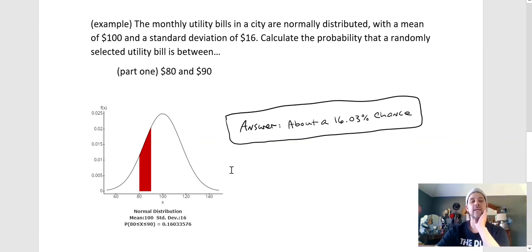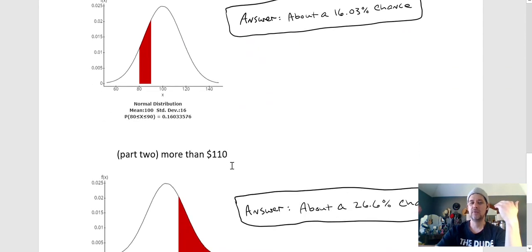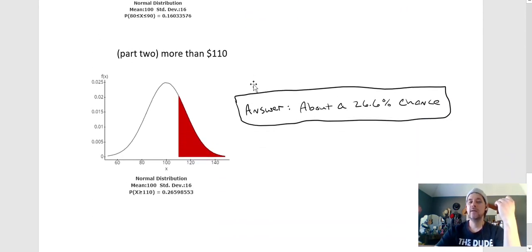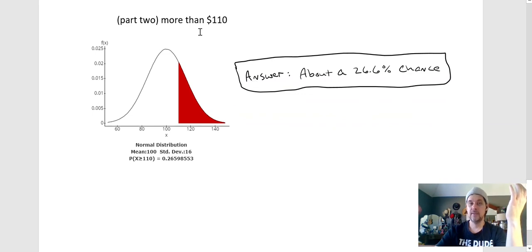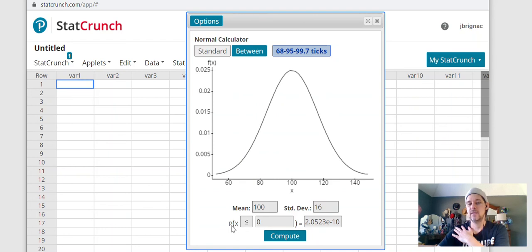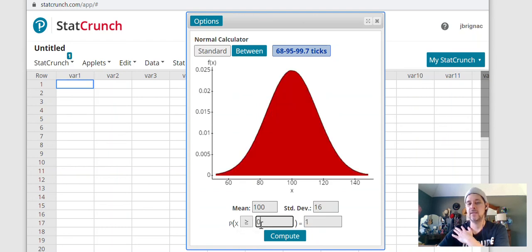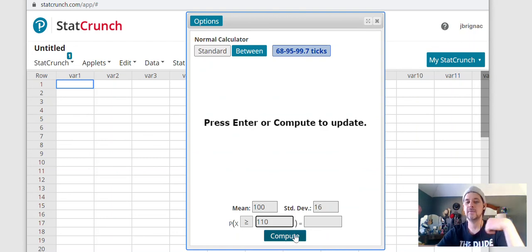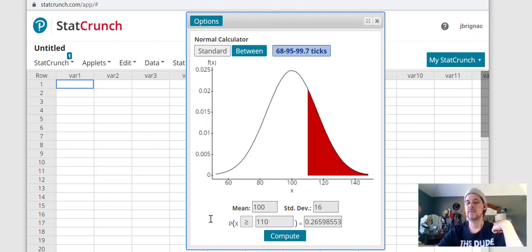Now let's see one more variation on this question. What are the odds that you select a person at random in the city and their utility bill is more than $110? Well, let's go back to StatCrunch. If I want to know the area under the curve more than 110, or to the right of 110, the between option is not going to do it. So I go back to standard, I change this inequality to greater than, and then the number was 110. There it is.